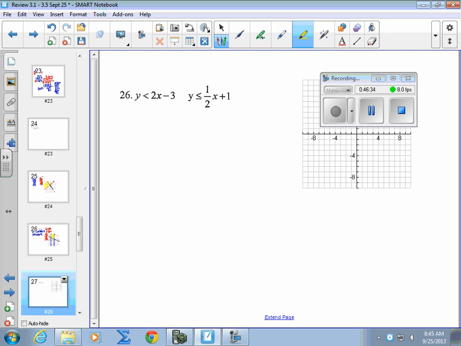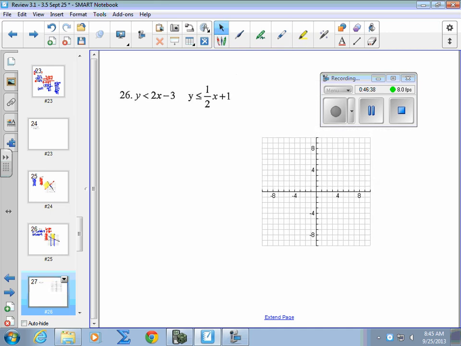Problem number 26. We're just supposed to graph these two lines. So we start with the first line. We have 0 and negative 3. We're plugging 1 to get negative 1. We're plugging 2 to get that. So we have 0 and negative 3. We have 1 and negative 1. We have 2 and 1. It is dotted.